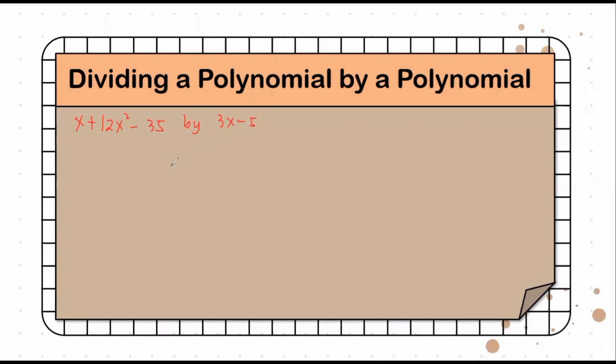You have to rewrite the problem in long division form with terms arranged in descending order. Of course, we try to look at the dividend, check if it is already in its standard form. It's not yet in its standard form, so we have to rewrite it in its standard form. So we have 12x squared plus x minus 35. This is the standard form of our given dividend. Then we have to rewrite it now in long division form.